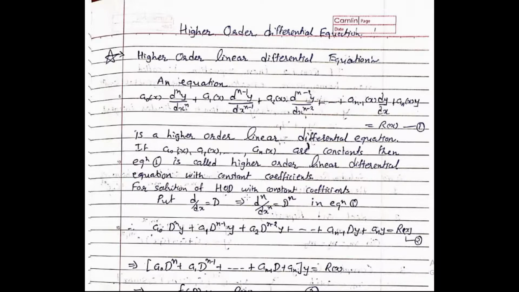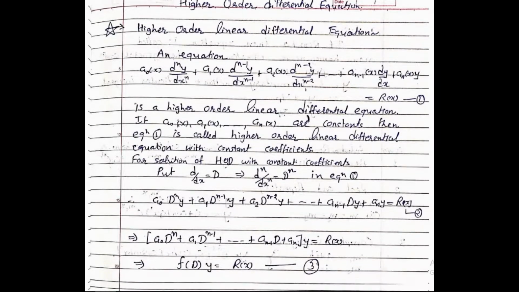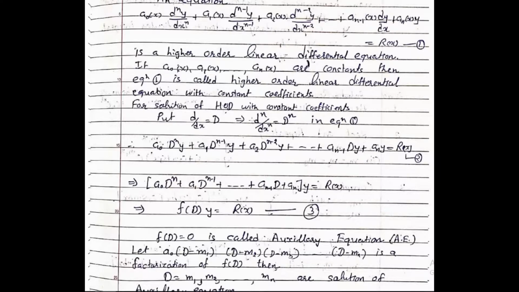Now for the solution of higher order equations, we are going to start by putting d by dx equal to capital D. If we put d by dx equal to capital D, then d^n by dx^n will be capital D^n. So put this value in equation 1. That will give a0 D^n into y plus a1 D^(n-1) into y plus a2 D^(n-2) into y and so on, a(n-1) D of y plus an y is equal to r(x).